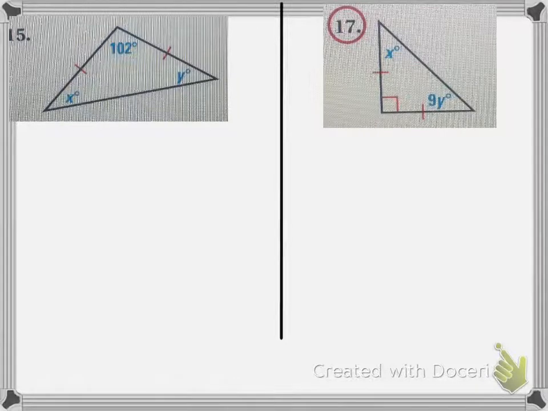So let's look at this number 15. This is in your book. So if we look at number 15, we automatically know that the sum of the interior angles of a triangle have to equal 180 degrees, right? We also know that since our two legs are congruent, the opposite angles of those legs, so our base angles, are congruent. So that means that x equals y. So we would have 2x, right, because we're just going to substitute y because those two are equal. 2x plus 102 degrees is going to be equal to 180 degrees.